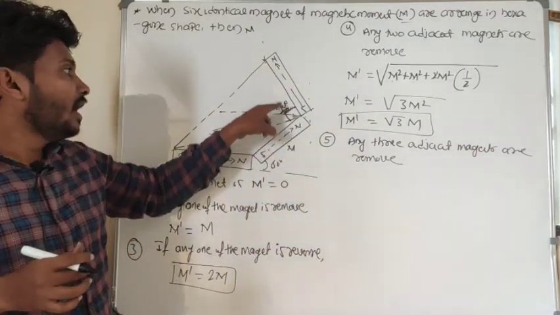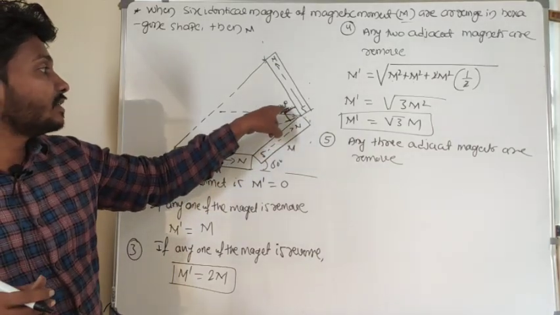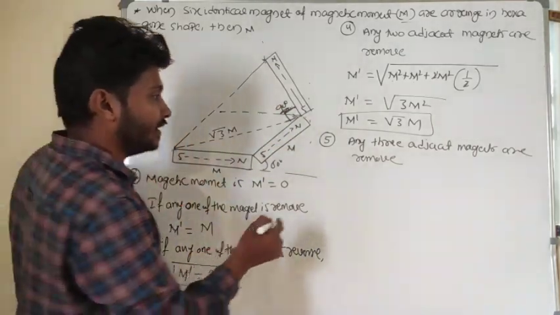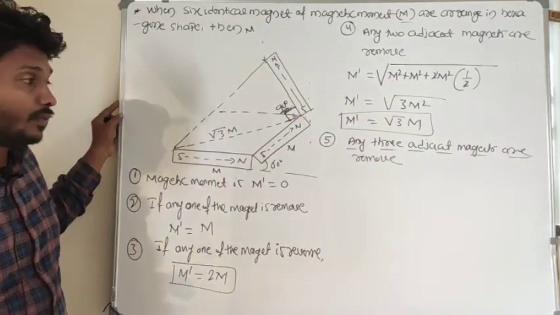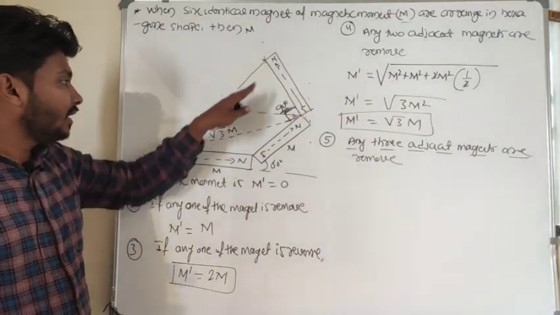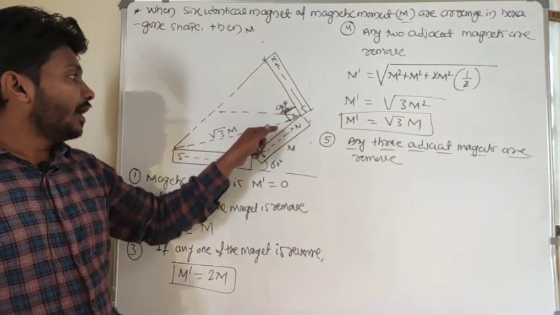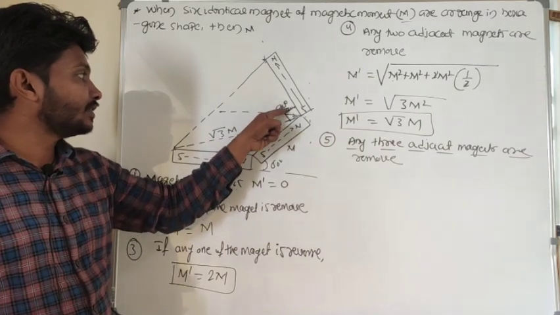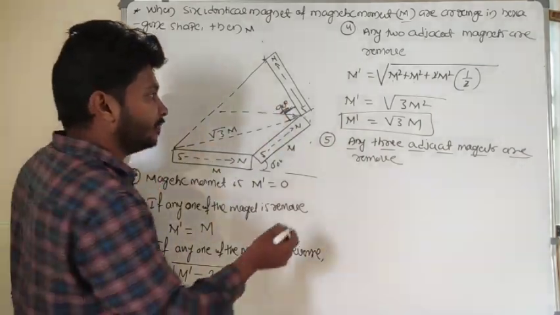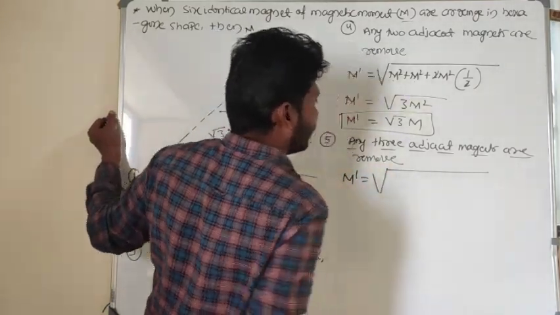What is the angle here? So 60 degrees plus 30 degrees, the total angle is 90 degrees here. If 3 adjacent magnets are removed, the resultant between these two magnets is square root of 3m. I want to find out the angle between this line and this one. This is 60, this is 30, so 90 degrees. If it is 90 degrees, I want to find the new magnetic moment.